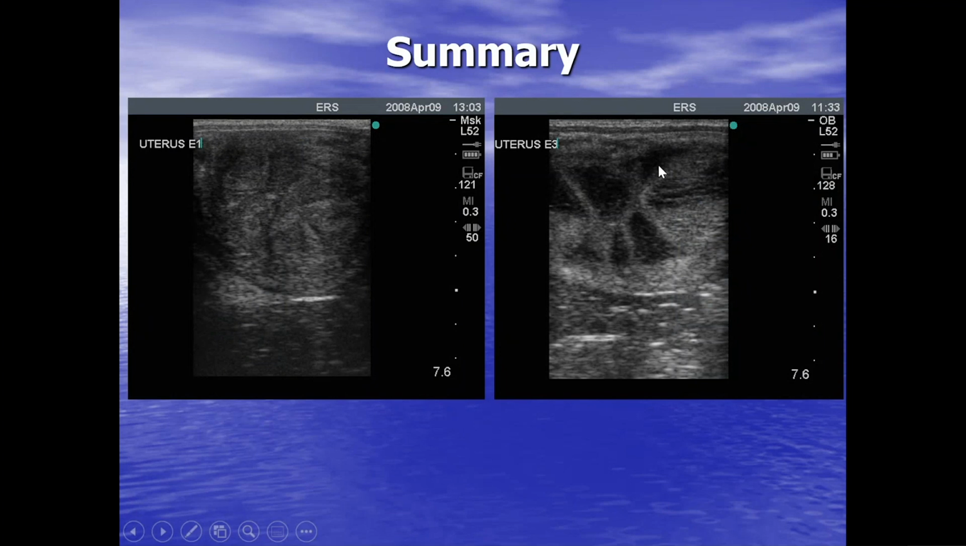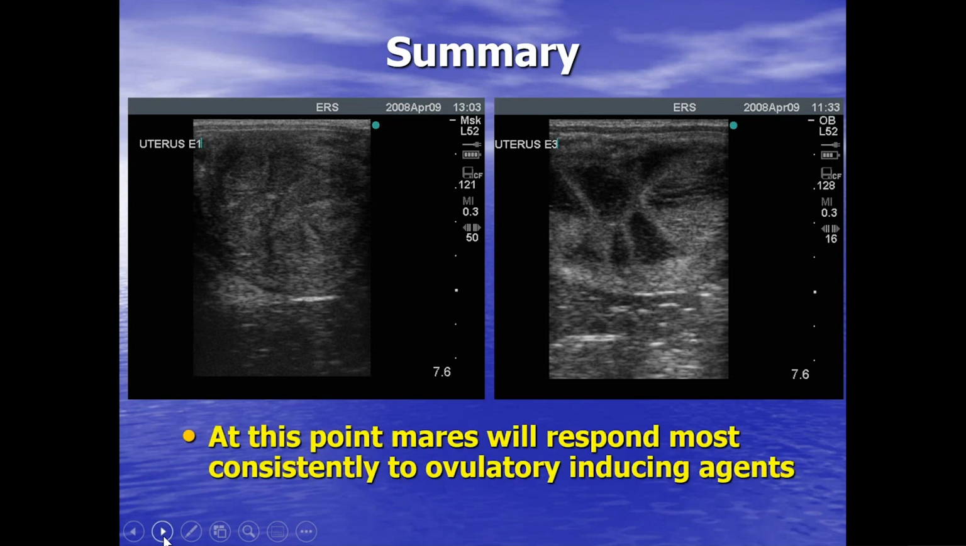Why is it important to grade it? Because when you're at this most intense edema pattern, the important thing I think to remember is that's the point at which mares will respond most consistently to your ovulation induction agent, be it deslorelin or HCG or whatever. You should aim to give your ovulation induction agent, usually with a follicle 38 millimeters plus, but this marked, grade 3 out of 4 edema pattern. That's when mares will respond most consistently to an ovulation induction agent.